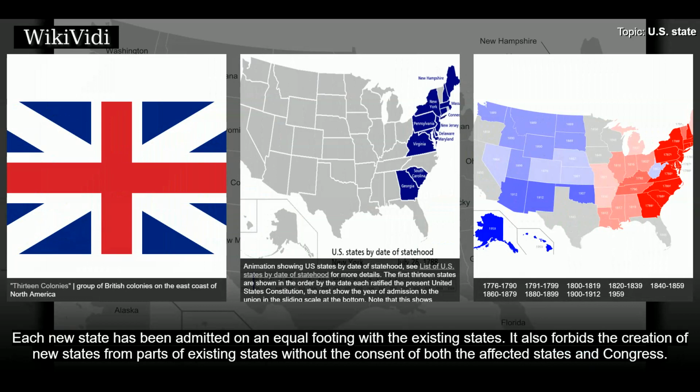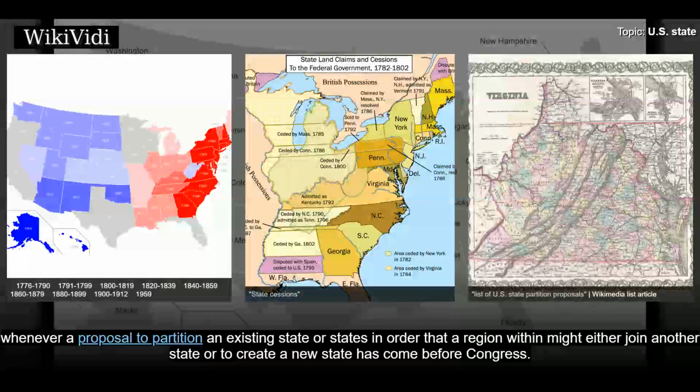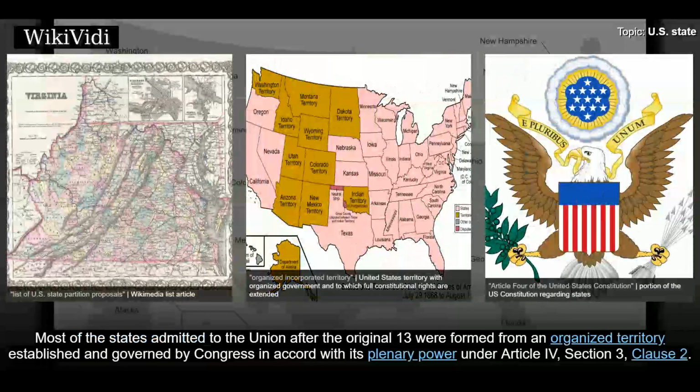It also forbids the creation of new states from parts of existing states without the consent of both the affected states and Congress. This caveat was designed to give eastern states that still had western land claims a veto over whether their western counties could become states, and has served this same function since. Whenever a proposal to partition an existing state or states, in order that a region within might either join another state or create a new state, has come before Congress, most of the states admitted to the Union after the original 13 were formed from an organized territory established and governed by Congress in accord with its plenary power under Article 4, Section 3, Clause 2.